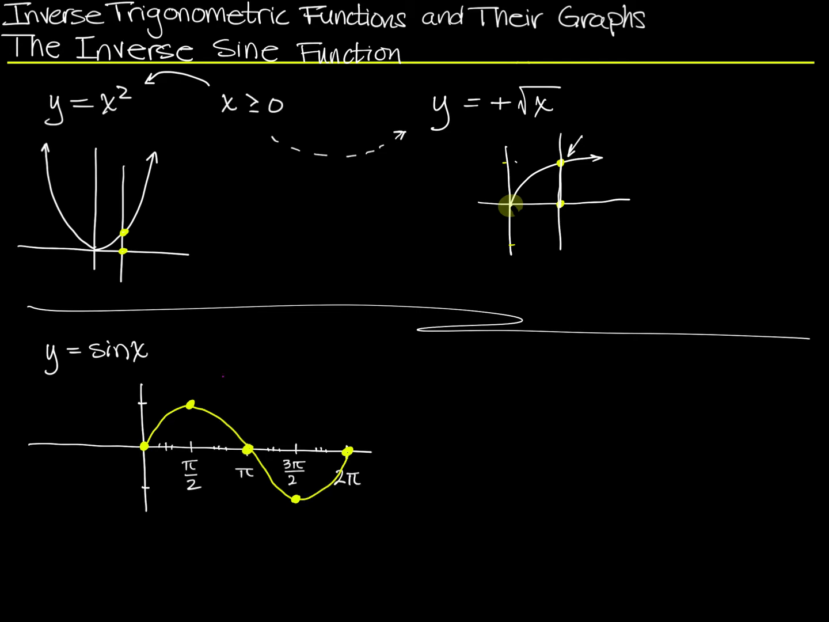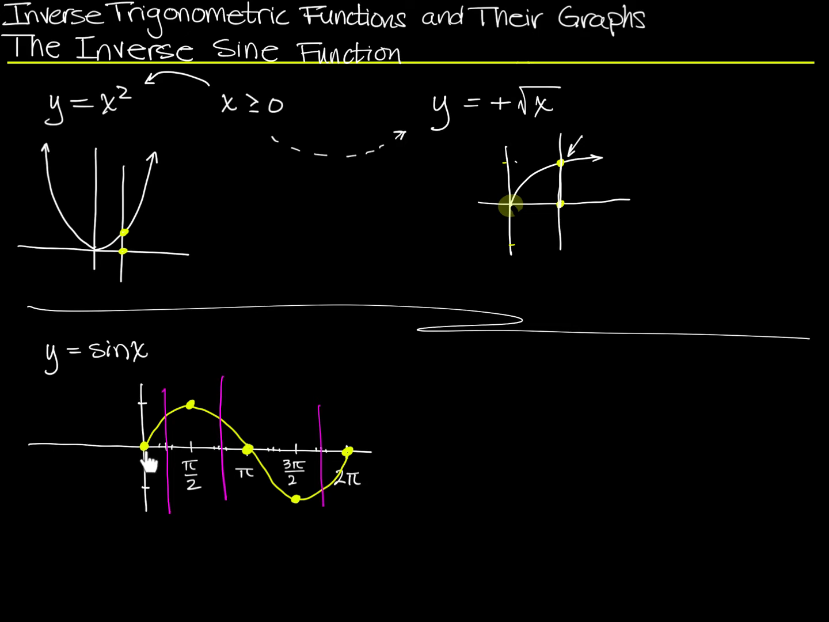Now, the sine of x passes the vertical line test. No matter where I draw a vertical line through the sine function, it only crosses through the function once. So therefore, the sine of x is a function. For every value of x, there is only one associated value of y.